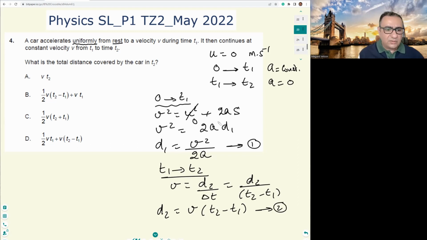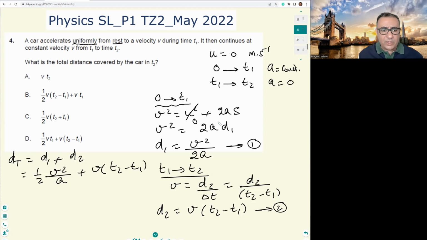So the total distance is going to be d1 plus d2, which is 1/2 times v squared over a plus v multiplied by t2 minus t1. Now I look at the options here. I can see v times t2 minus t1, but here I don't see the acceleration at all. In all of these options, we don't see acceleration.